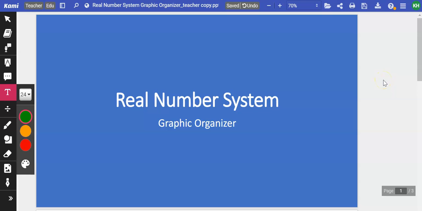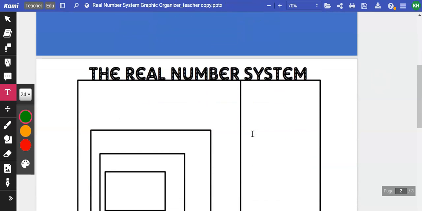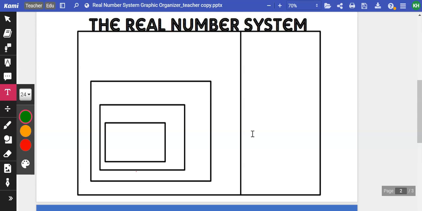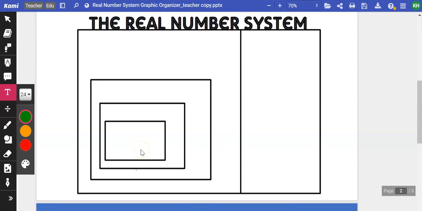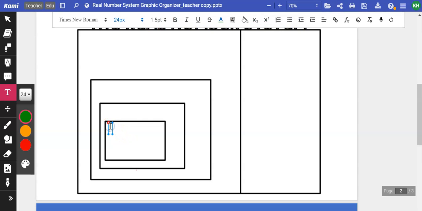Today, we're going to be talking about the real number system. We're going to be filling in a graphic organizer to better understand the different types of numbers. Let's start by filling in this box in the center, the tiniest rectangular box.